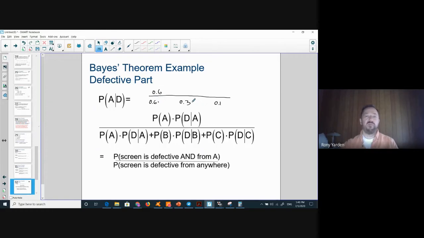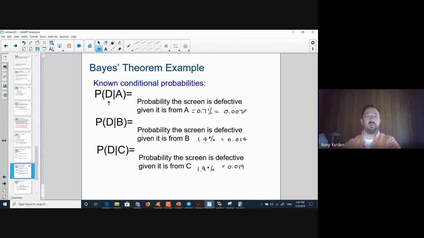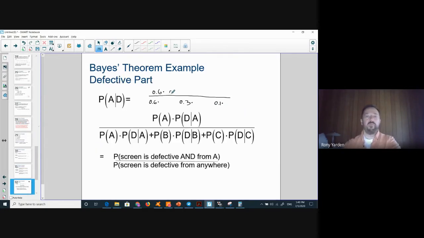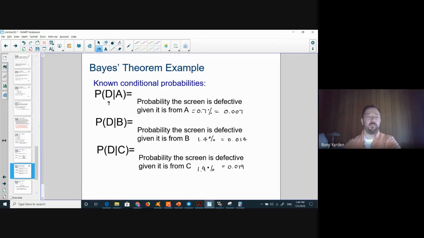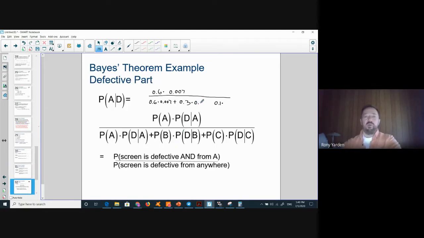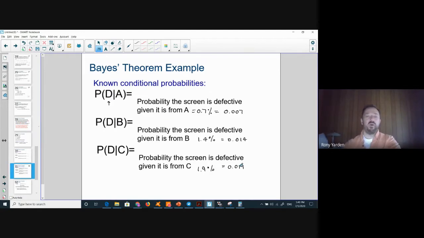Here we have times, times, times, times. And then we have the probability of defective knowing that it is from vendor A. So we have it here. Okay, we have the number here. This is 0.007. Also here, we have this value here and here. So 0.007 plus 0.3 times this value. It is defective, knowing that it's coming from vendor B. That's 0.014, 0.014 plus 0.1 times 0.019.